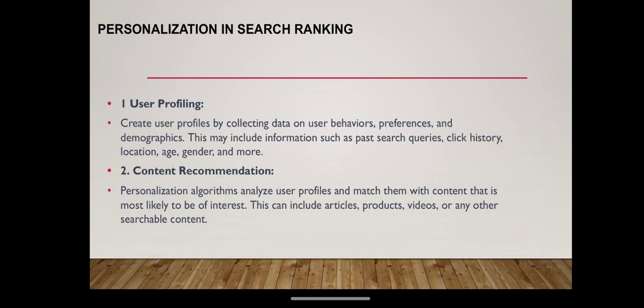Next will be personalization in search ranking. First is user profiling, and second will be content recommendation. First of all, user profiling: create a user profile by collecting data on user behavior, preferences, and demographics. This may include information such as past queries. Content recommendation is a personalization algorithm that analyzes user profiles, matching them with content that is most likely to interest them. It can include articles, products, videos, or any other relevant content.